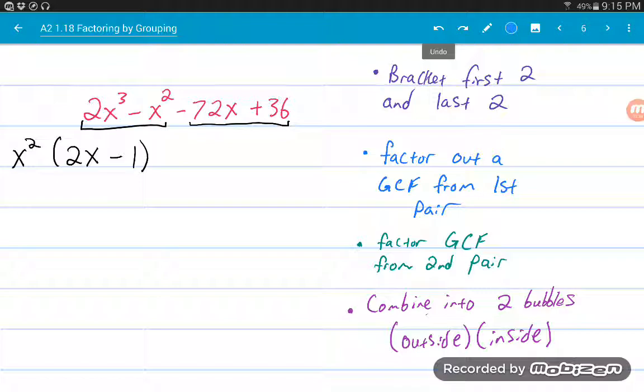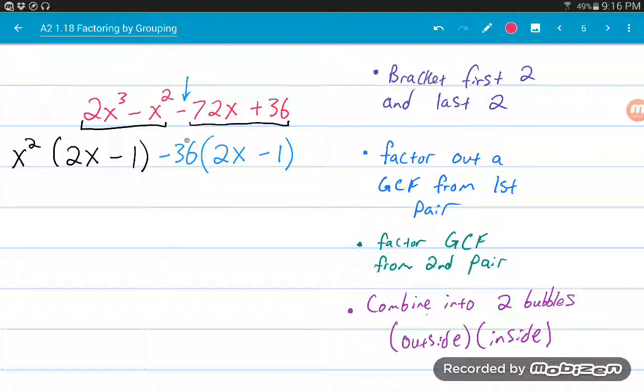For the second pair, the second group, these guys right here, I'm going to pull out a GCF again. Now because this term here is negative, I'm going to want to pull out a negative number. So what negative number goes into both 72 and 36? They're both divisible by 36, but I'm going to factor out a minus 36 because watch what happens with the signs. 72 divided by 36 is 2, left over with an x, and then 36 divided by negative 36 is going to be minus 1.